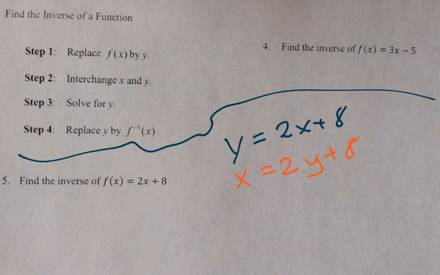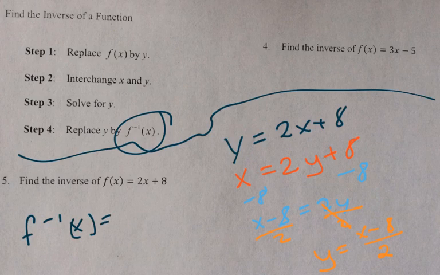We're then going to solve for y. So I'm going to subtract 8 from both sides, and I get x minus 8 equals 2y. I'm going to divide both sides by 2, and we end up getting y equals (x minus 8) divided by 2. Last step, we're going to rewrite that as f inverse of x equals (x minus 8) divided by 2.